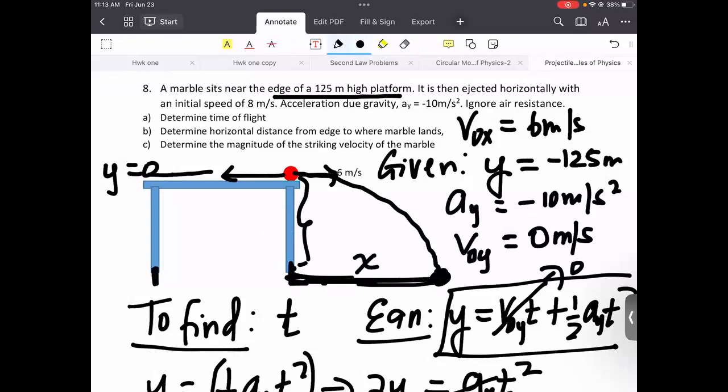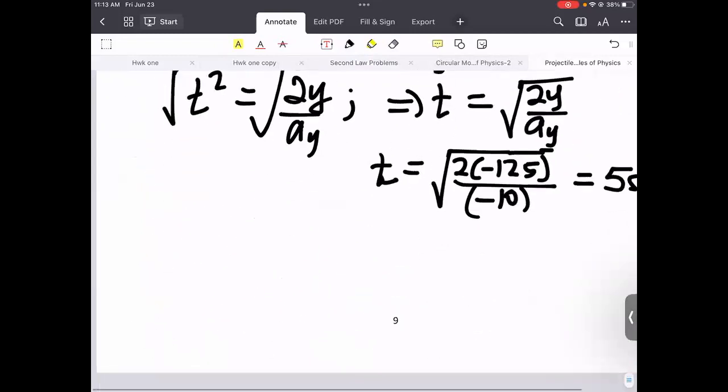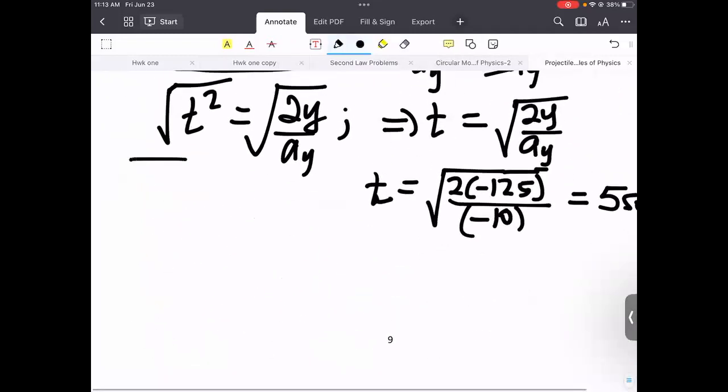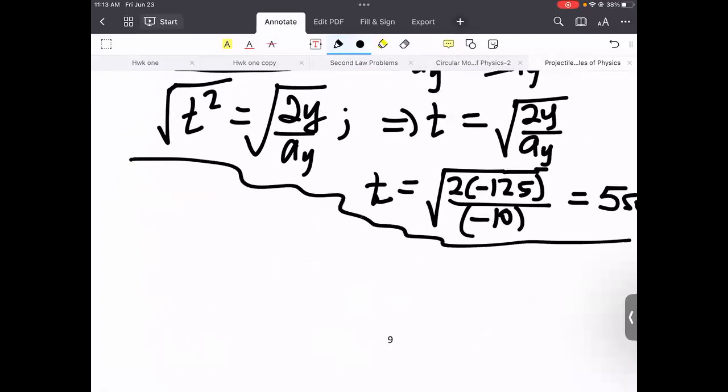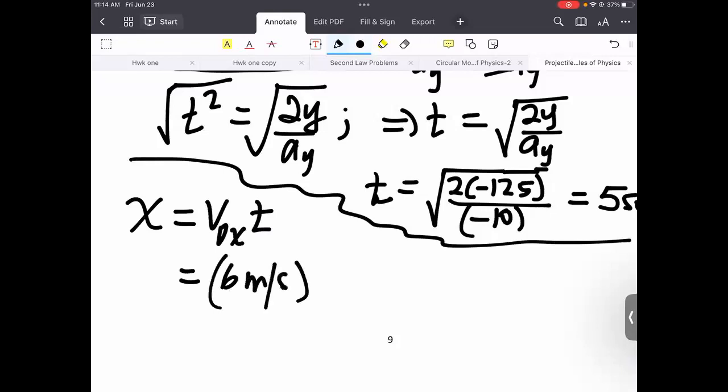So this is the horizontal distance I'm looking for. If you look at the formulas we have seen so far, this tells us what? X will be the initial velocity, which is always constant, times the time. We already know the initial velocity is 6 meters per second. And the time is what? What is the time of flight? We just calculated this one as 5 seconds.